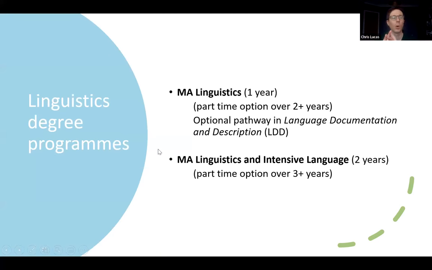So what can you do if you like what you hear today and you want a piece of the action? Well, you can do an MA in linguistics. And you've got two major options. You can either do a one-year full-time MA in just linguistics, or you can do the same degree combined with intensive study of a language, and that is then 2 years full-time. And both of those you can also do part-time over a longer period. With the MA in linguistics, you have an optional pathway in language documentation and description. And you can see full details of the structures of those two degrees on our web pages.